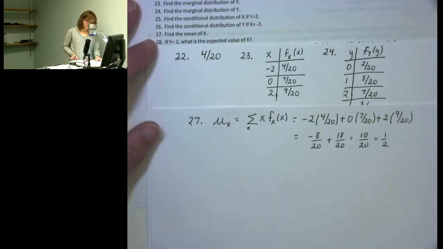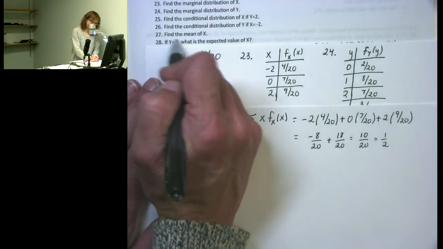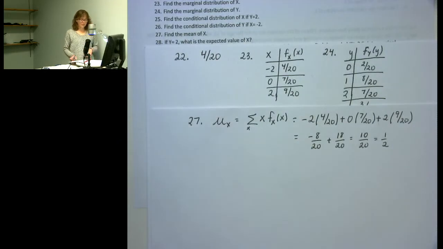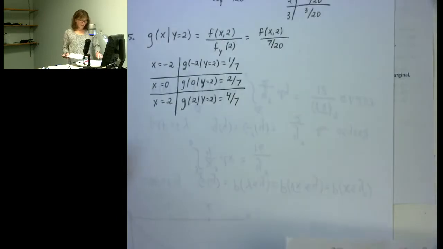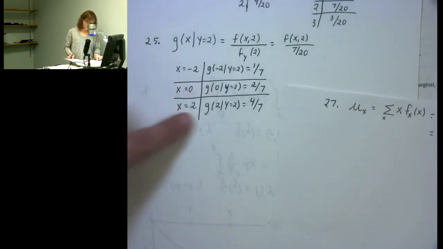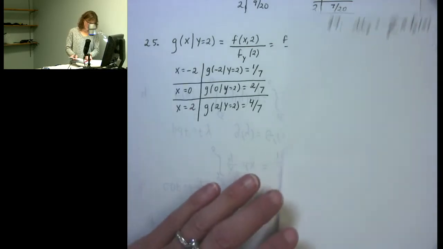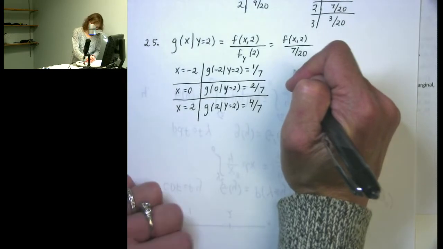If y is equal to 2, what is the expected value of x? So I'm conditioning on y equal to 2, so I want to use my conditional distribution of x given that y is equal to 2. I'm going to be working with this distribution, and I want to find the mean of x given that y is equal to 2. So this is 28.